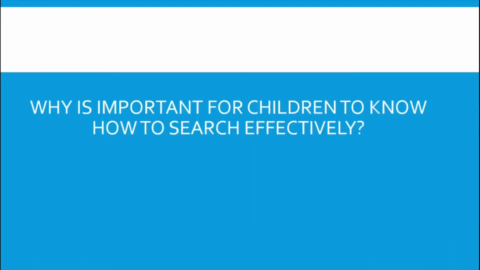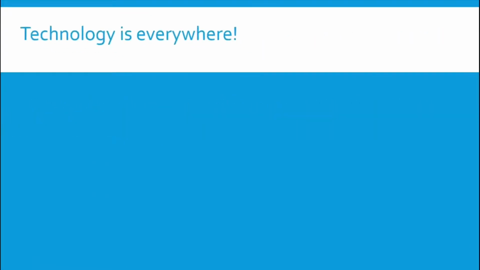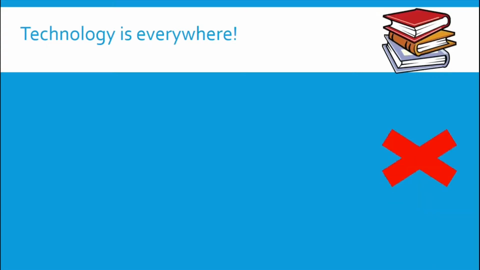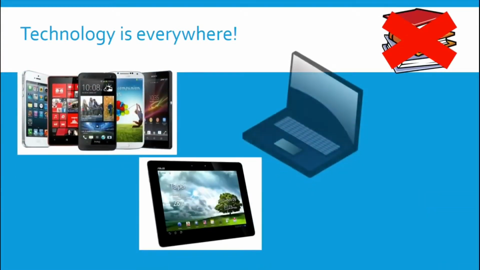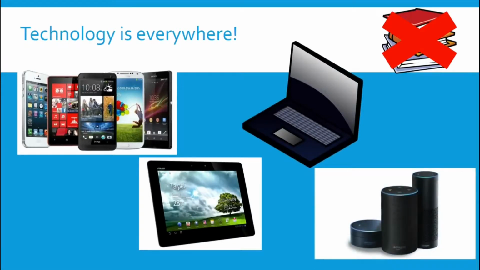But why is it so important for children to know how to search effectively? Well, technology is everywhere in this era. Gone are the days in which children would go to a book when they had a question. Now they readily have smartphones, tablets, computers and home assistant devices at their disposal for their questions to be answered instantly. But with this easy access to the internet, it's even more important that children know and understand how to search effectively and use the web in order to make it easier for them to find out information.